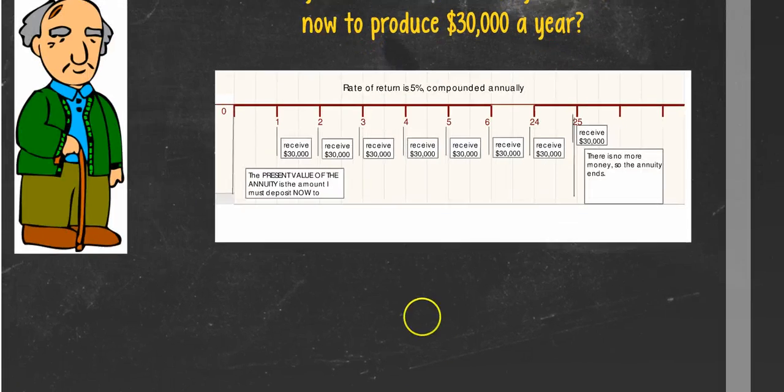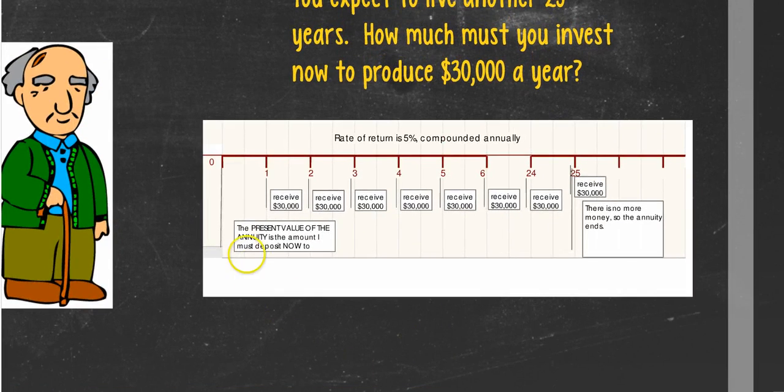And let's look at the timeline here. Right now, some amount is going to be put into this annuity. We don't know what it is, but that amount is going to have an interest rate applied to it each year, and we're going to assume a 5% interest rate again. So during the first year, whatever amount we deposit is going to have 5% interest added, but then we're going to take out $30,000.